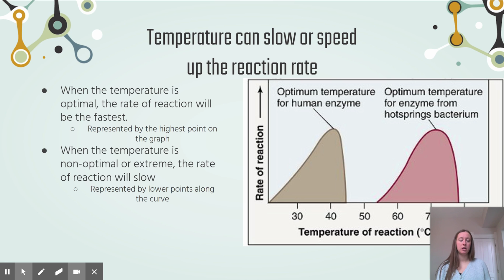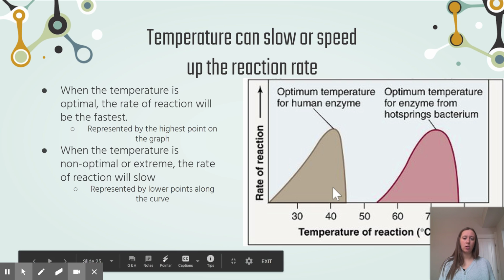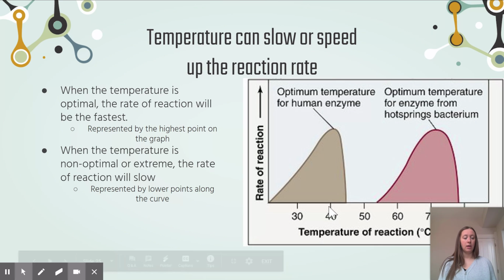Temperature can slow or speed up the reaction rate as well. When the temperature is optimal, the reaction rate will be the fastest, represented by the highest point in the graph. So in humans, it's typically around 40 degrees Celsius, looking at this graph. If it goes too high or too low, the reaction rate will slow. In other organisms, the temperature might be different. So hot springs bacterium that live in 150 degrees Celsius bodies of water survive at about 70 degrees Celsius for the enzyme.